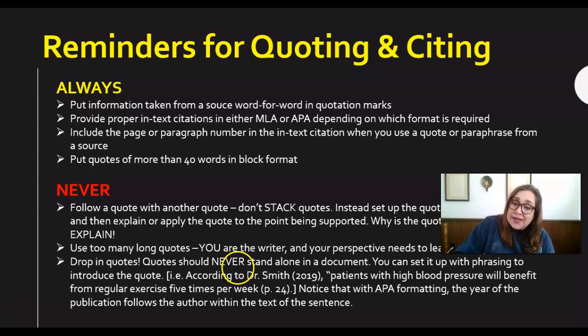If there are no page numbers, you can use paragraph numbers, but I always say if there are 100 paragraphs, I'm not going to count down to the 99th paragraph, so just use your best judgment for that. But if it's a shorter document, you can use the paragraph numbers. Put quotes of more than 40 words in the block formatting, and again, you can find that in the Seagull handbook to see exactly how to format that. Never follow a quote with another quote, so you can't stack quotes.